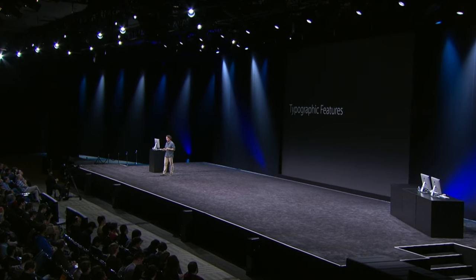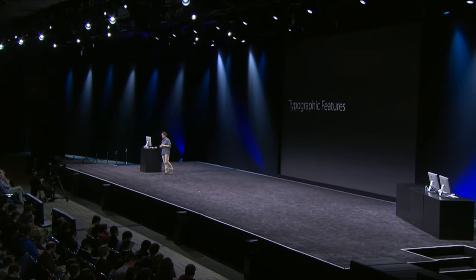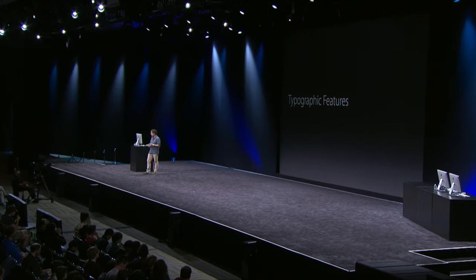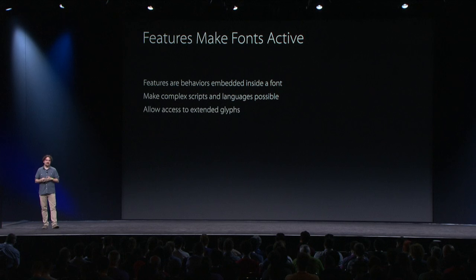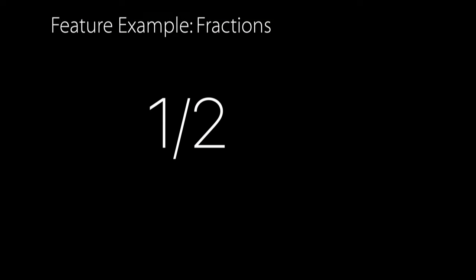And next, I want to talk to you about another feature of the San Francisco family, which are typographic features. Features make fonts active because they are pieces of behavior that is embedded inside a font. They primarily make complex scripts possible, but they can also be used to access extended glyphs inside a font. Sometimes they can be the only mechanism, or sometimes they can be a convenience mechanism to access these extended glyphs. To give you an example of what features can do, let me tell you about fractions.